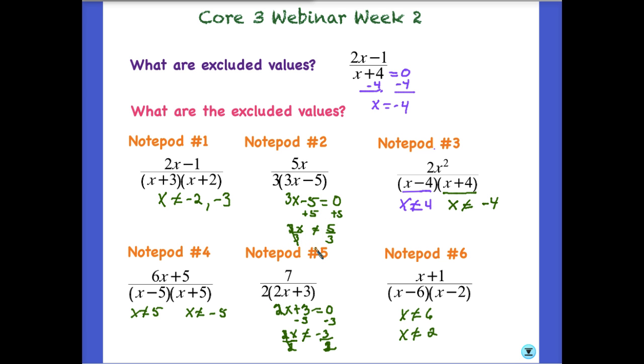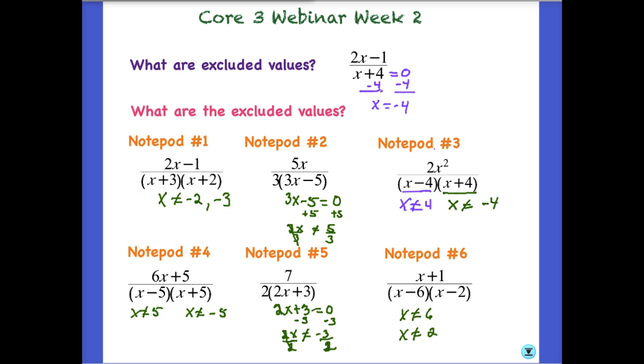Okay. All right, you guys. So let's kind of recap this. Excluded values are values that cause your fraction to have division by 0. And we cannot have division by 0, otherwise we have an undefined fraction. So what are the excluded values? Well, anything that, again, causes your denominator to equal 0. So every place that we have an x, we have to figure out what we could plug in that would cause that piece to be 0.